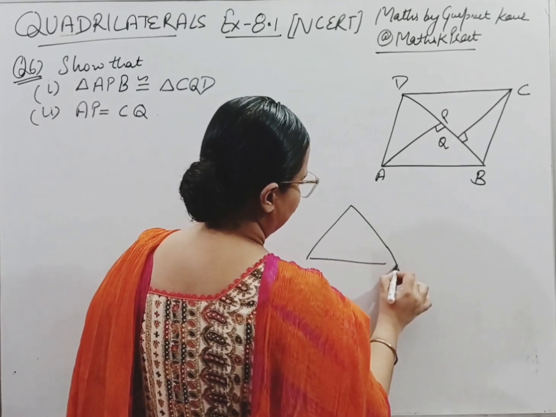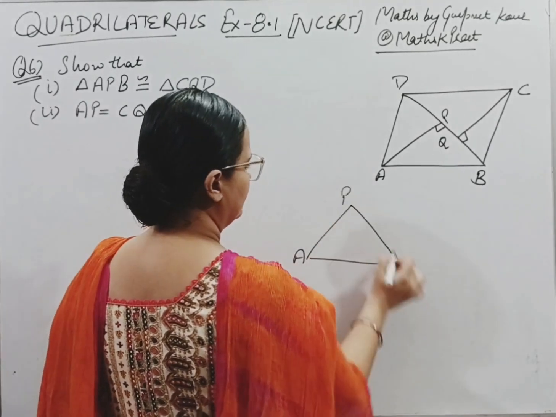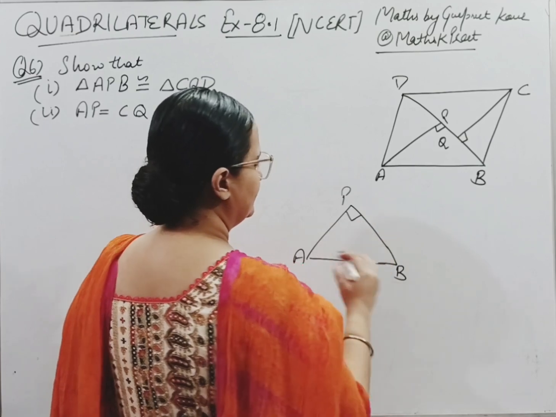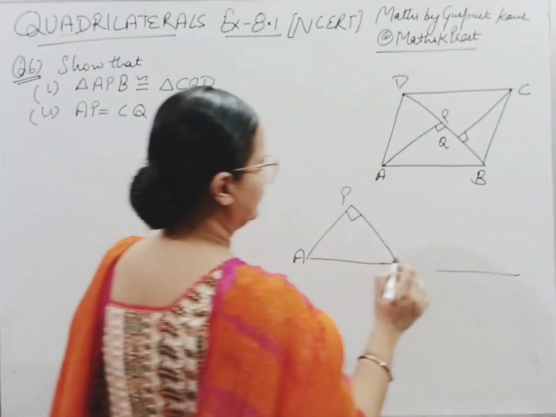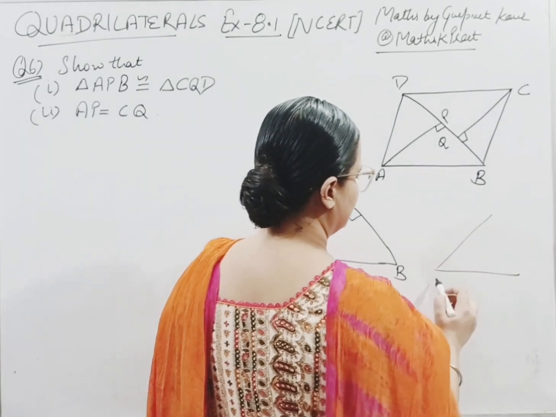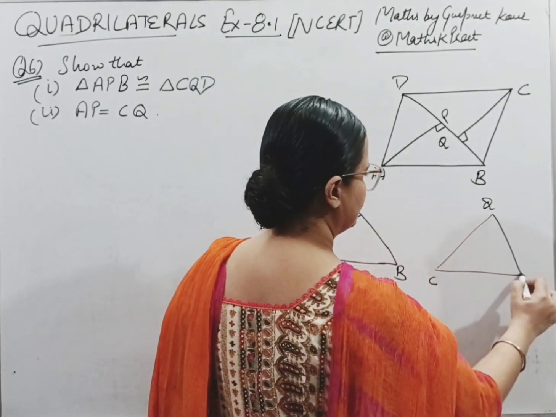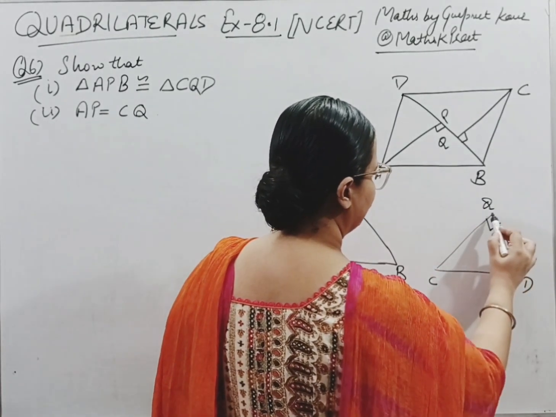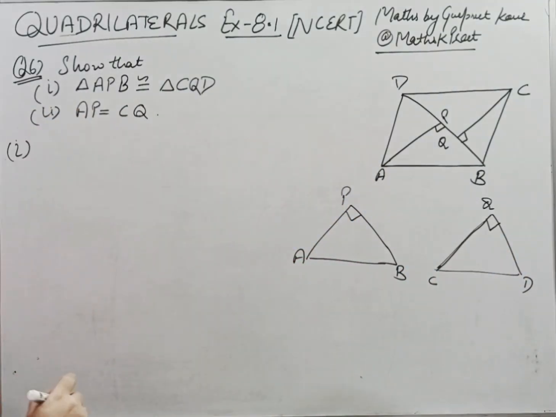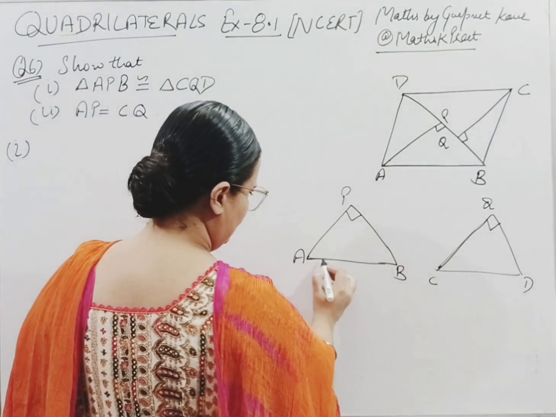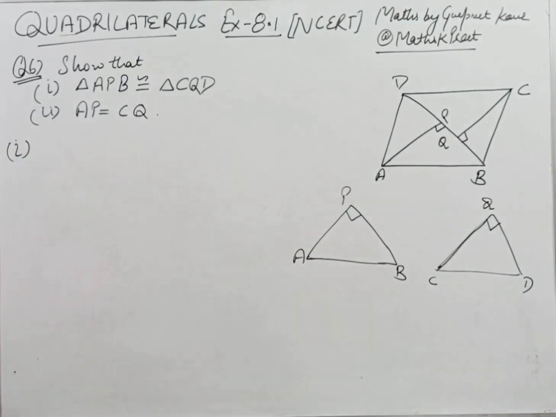This is A, P, B. This is a 90-degree angle, and the second triangle is what? CQD. So this is C, this is Q, this is D. This is a 90-degree angle. So to show that these two triangles are congruent, let's see which parts are congruent in these triangles.